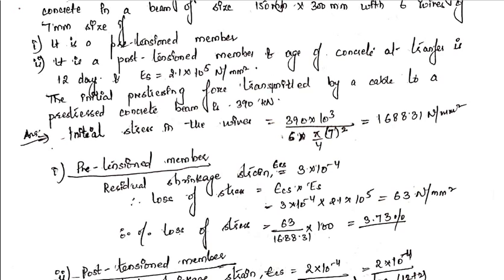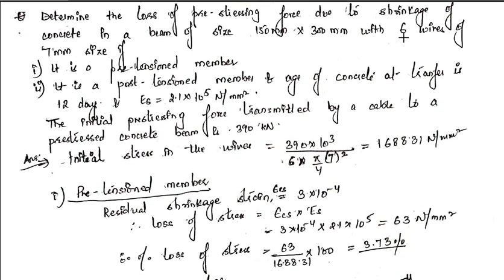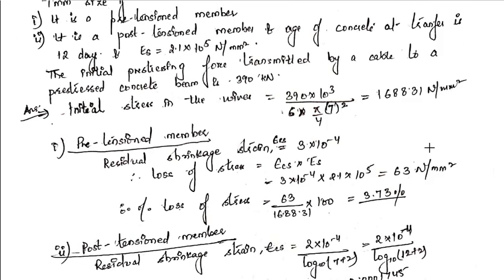This is divided by the area, and there are 6 wires. The area of cross section of one wire will be pi by 4 into diameter whole square. If I multiply this area by 6, I will get the area of the total wires. So the total pre-stressing force divided by the total cross-sectional area of the wires will give you the total initial pre-stress that we have applied. The value will come out to be 1688.31 Newton per mm square.